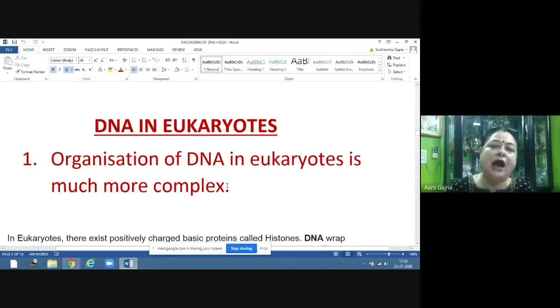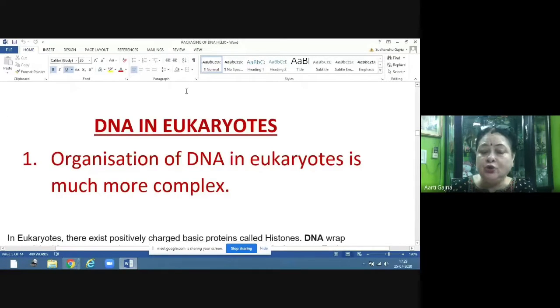Now we will see how DNA is present in the eukaryotes. In prokaryotes, it is rather simple, but in eukaryotes, this is much more complex. The organization of DNA in eukaryotes is much more complex, because in eukaryotes, you will find a well-defined nucleus, and inside that, this DNA is present.